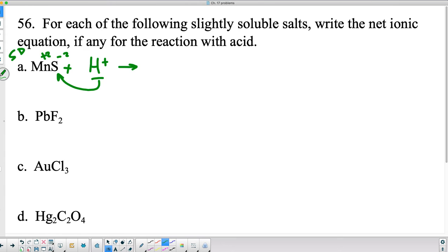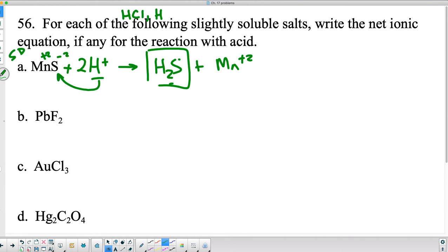So that means that here with H+ and S with a -2, I end up with H2S plus Mn with a +2. Now this 2 means I need 2 here, like that. Notice this has an H in front of it. It's an acid. Is it a strong acid or a weak acid? Well, it's not a strong acid. How do I know that?